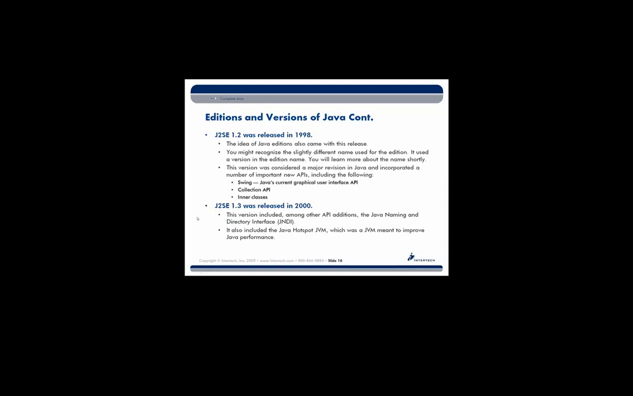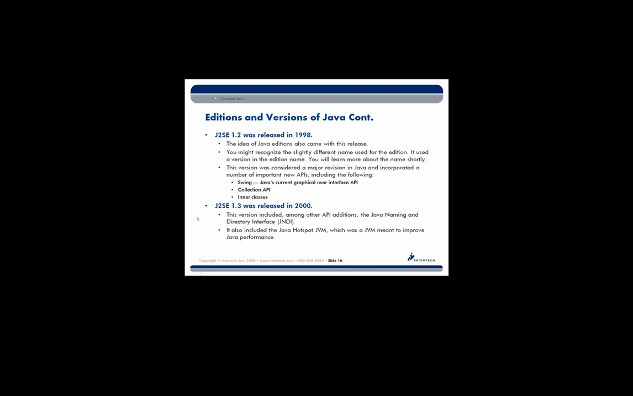But the big push for Java, the thing that really got Java into the limelight, was when J2SE 1.2 was released in 1998. So the idea of Java editions came from this release. You also notice that we have a slightly different name. We're calling this J2SE. That was Java 2, the Standard Edition, and the version was 1.2. Because this was such a major development, a major push of the Java platform and the Java language, they decided to change the naming convention. So J2SE was used.